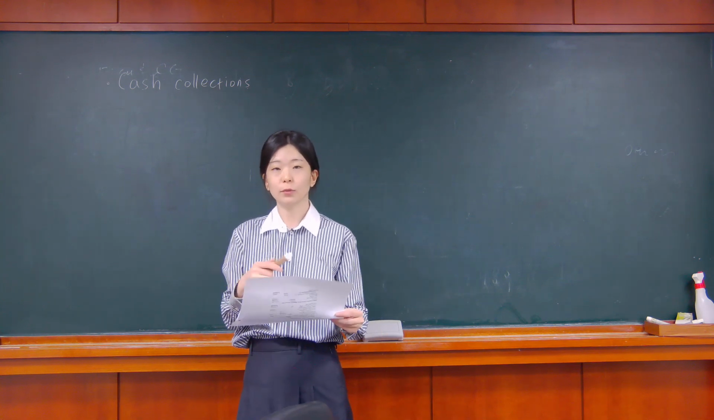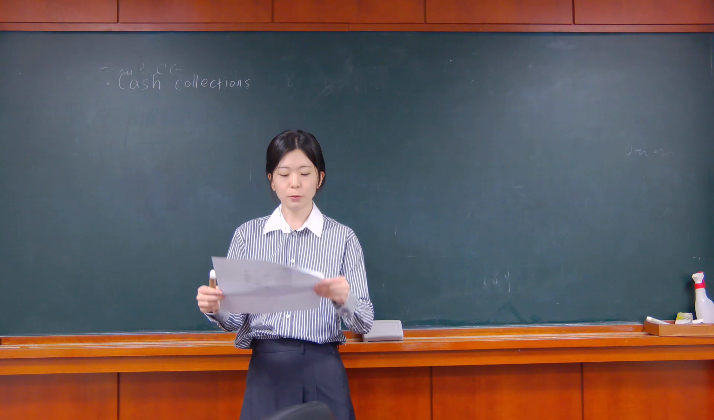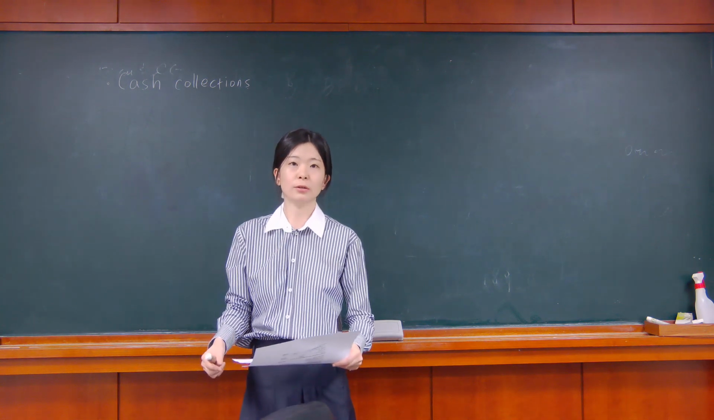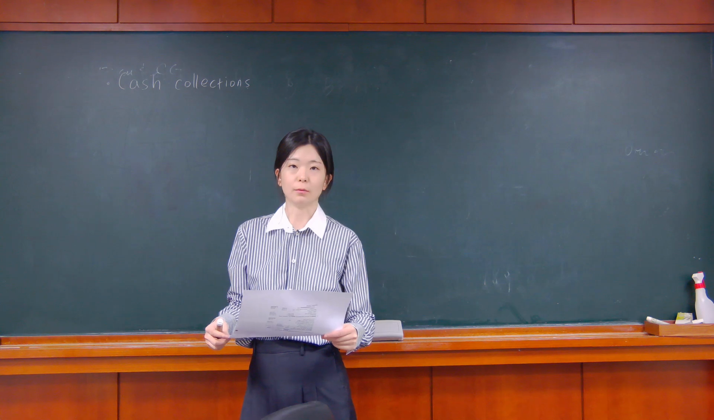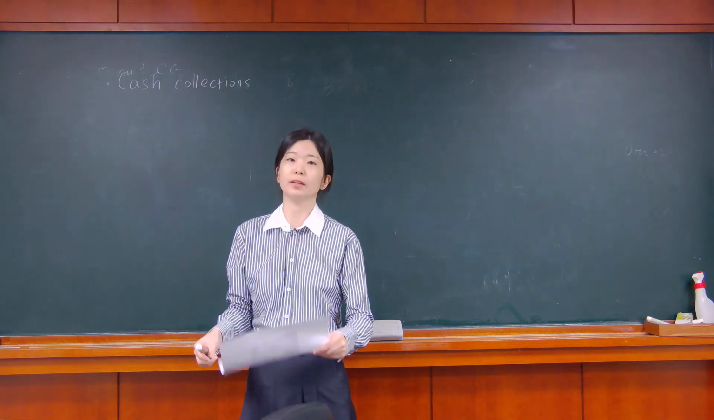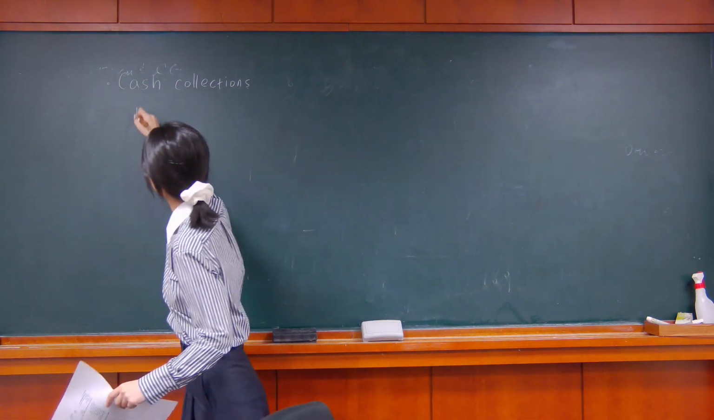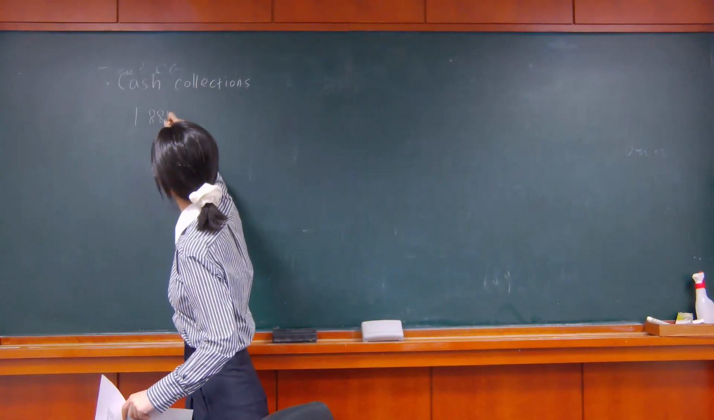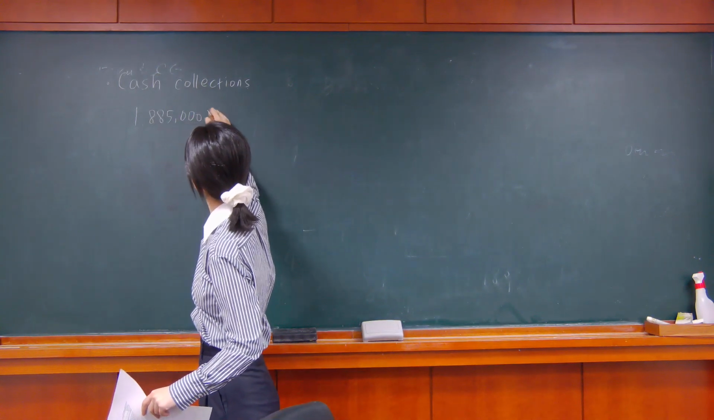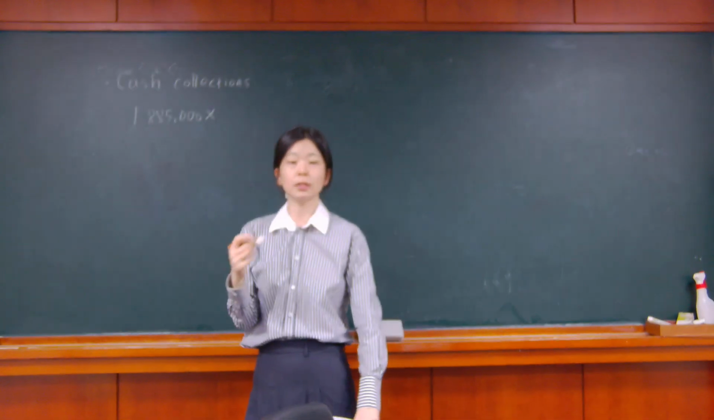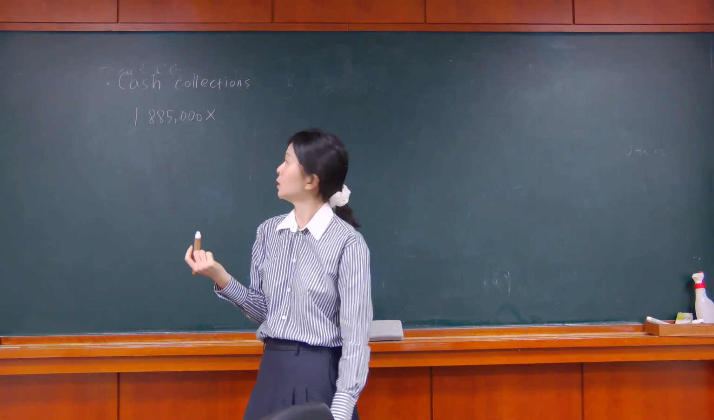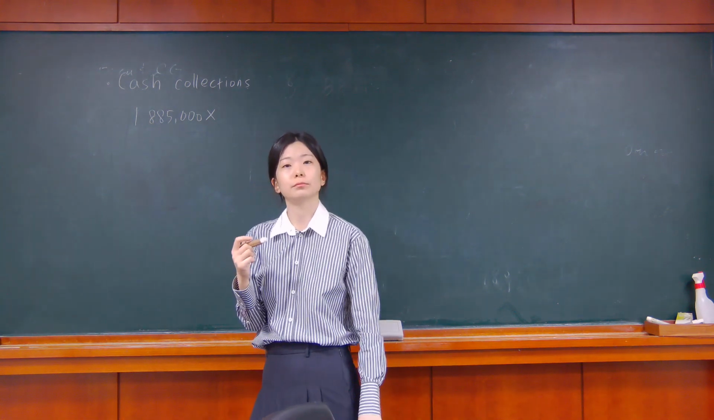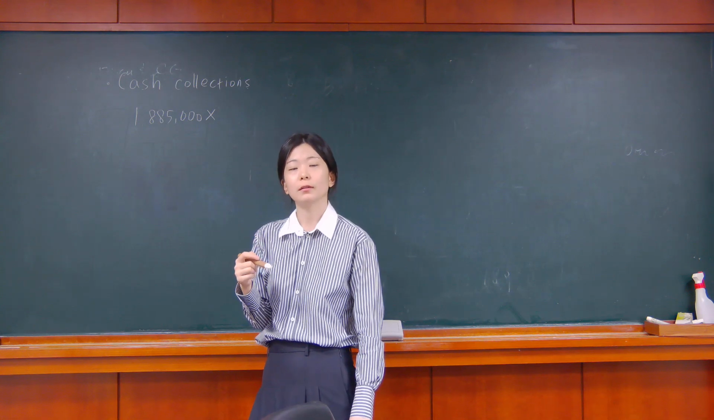They are connected. So if you recall, the January revenue number was 1,885,000. So because this is the current month revenue budget, we need to multiply by 40%.